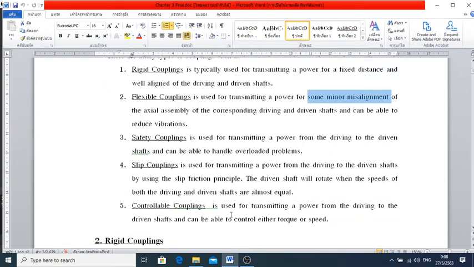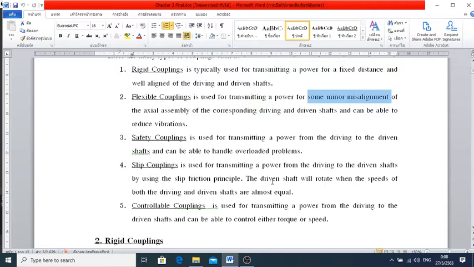And then the safety coupling is used for transfer of power from a driving to a driven shaft and can handle overload problems. Most of the couplings are going to be safety couplings anyway, because if an overload comes up for the driven shaft, slip is going to happen. Or some sign like the bolts are going to tear apart under the shear, I mean the failures and things like that.